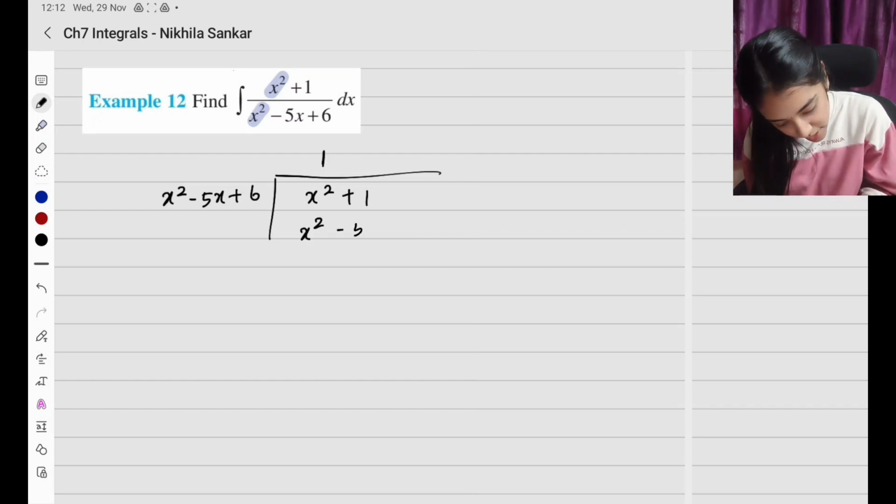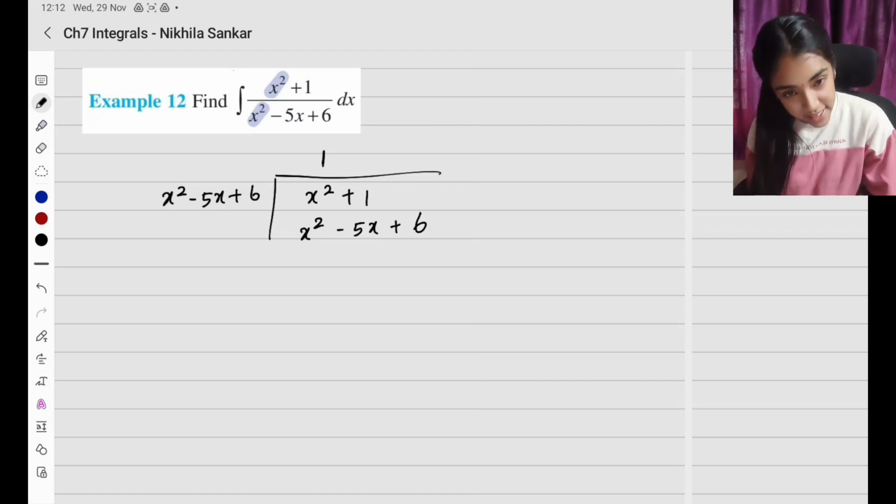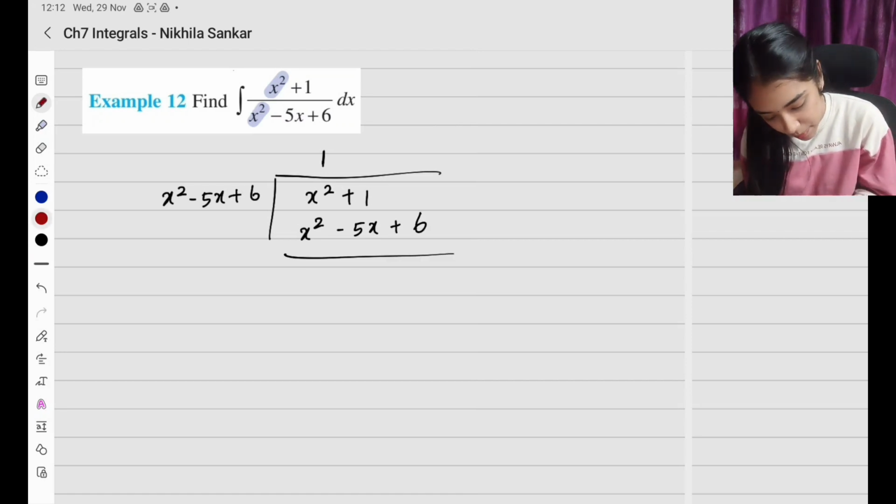It is going to be x square minus 5x plus 6. Multiply பண்ணா. Now I am going to subtract. So I am going to subtract. இந்த இடத்துல minus இருக்கு, so it becomes plus. இங்க plus இருக்கு, it becomes minus. Okay. Now what happens when I cancel? I can cancel x square and x square.